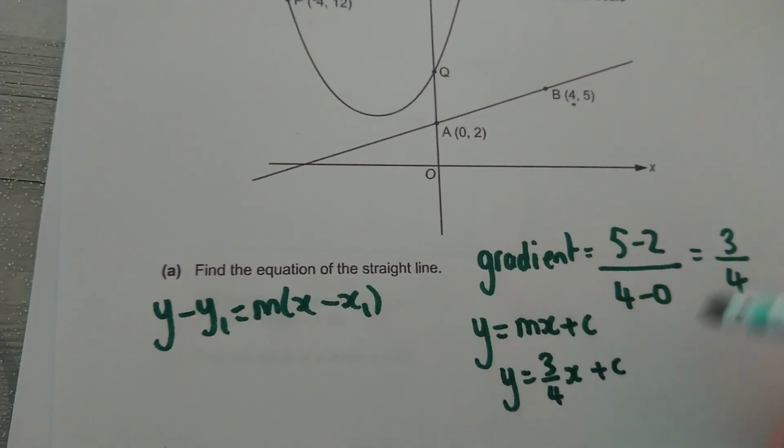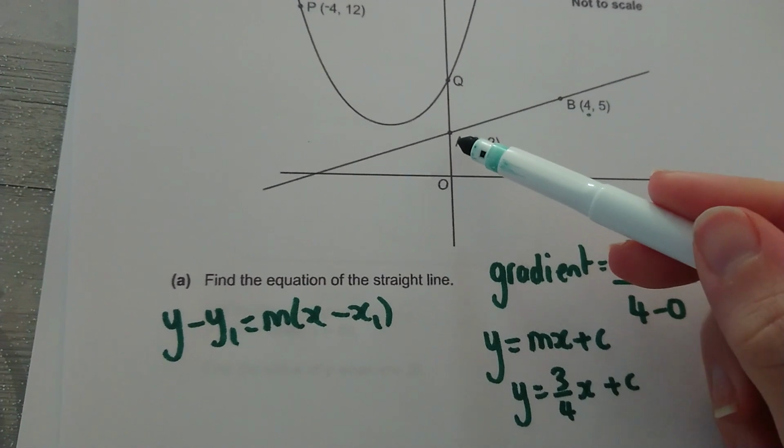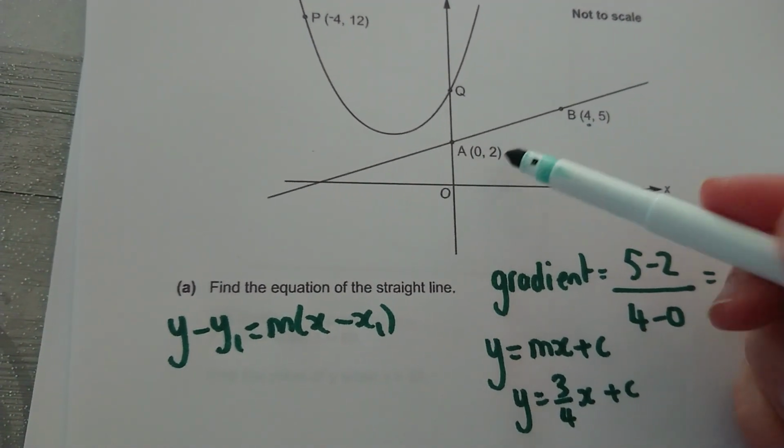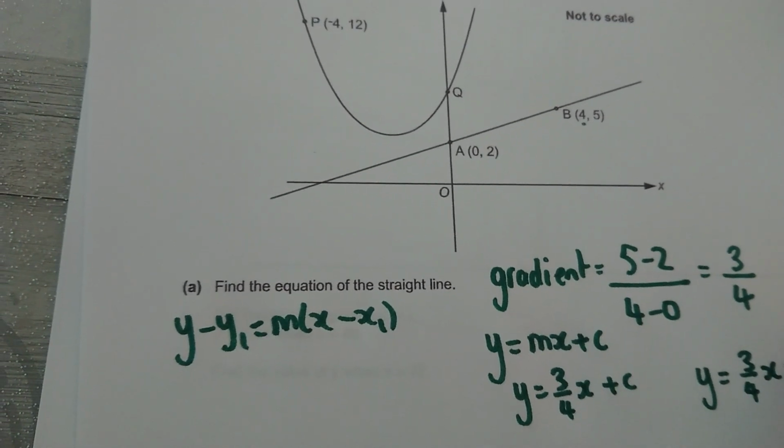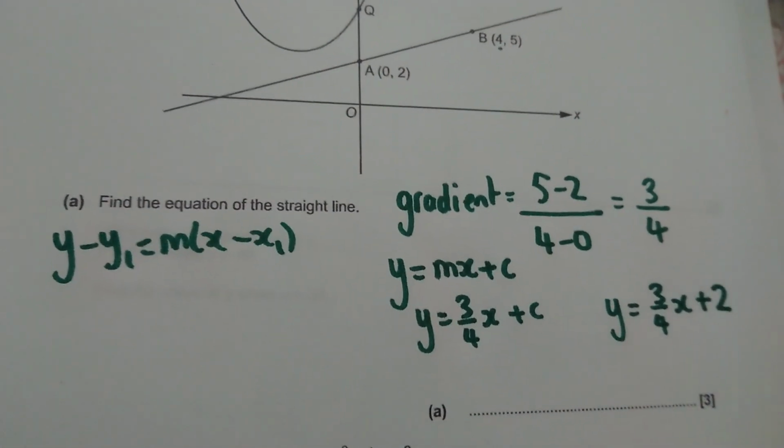And then you've got to work out what that plus c is. Well, if you know it goes through (0, 2), the intercept is 2. So you would get y = 3/4 x and then plus 2. So that's one answer that you could have.